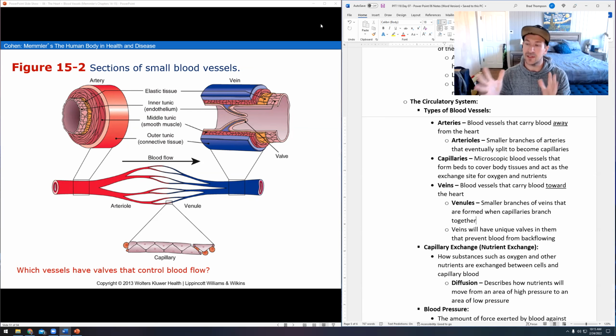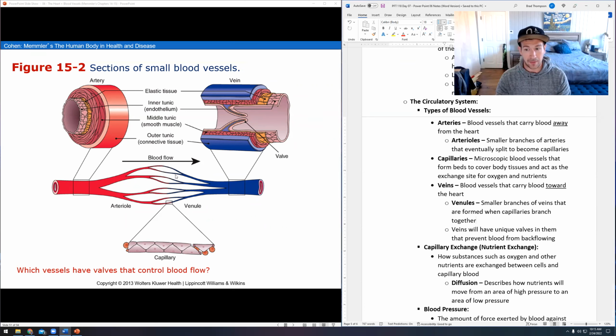The exact opposite happens at the lungs, right? If it's at the lungs, it's going to drop off CO2 and pick up oxygen, and that's why we have to flip the color scheme here when we're talking about traveling to and from the lungs. But for the most part, we're talking about traveling around the body. So arteries are traveling away. They branch smaller and smaller and smaller until eventually they become a capillary.